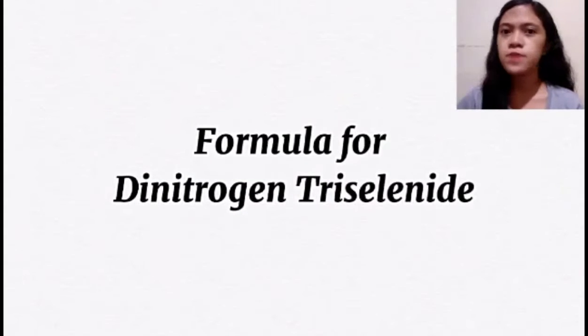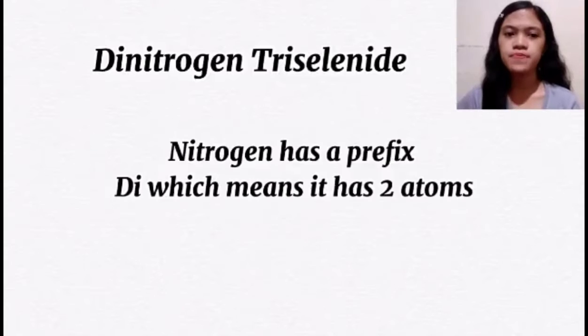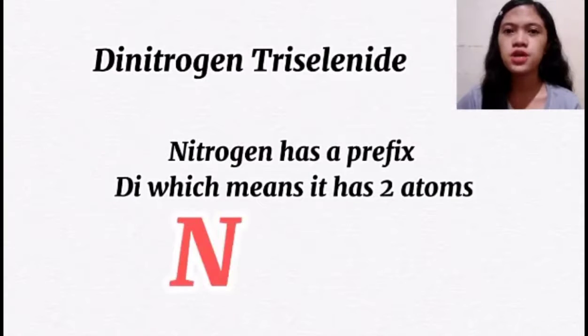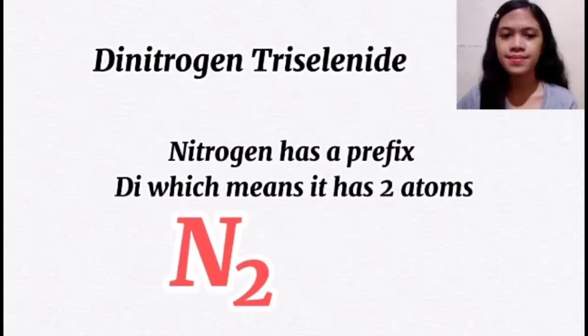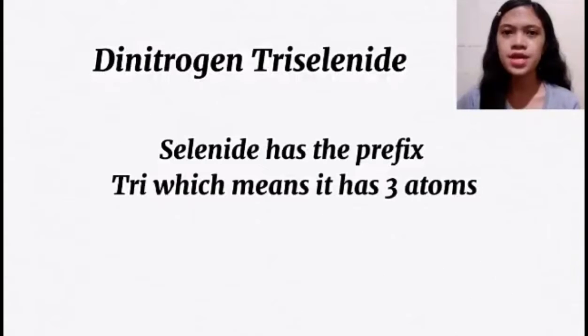Now we are going to find the formula for dinitrogen triselenide. Nitrogen has the prefix di, which means it has 2 atoms. So we are going to write N for the symbol and 2 for the number of atoms present. Next, selenide has the prefix tri.